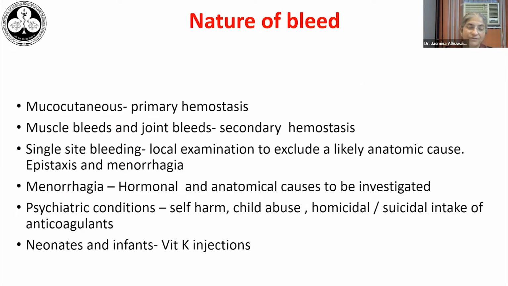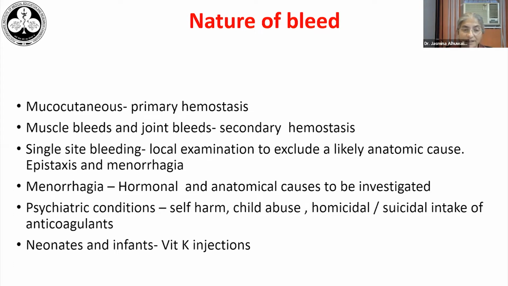Now, coming to the nature of bleeds, these may help us to decide what kind of testing we need to do. Mucocutaneous bleeds are usually a sign of a primary hemostatic defect involving the blood vessels, the platelets, or the von Willebrand factor, whereas deep muscle bleeds and joint bleeds usually indicate a defect in the coagulation factors and secondary hemostasis.